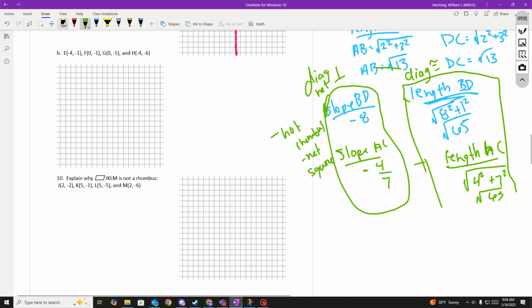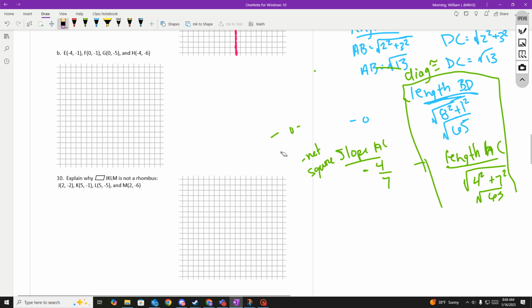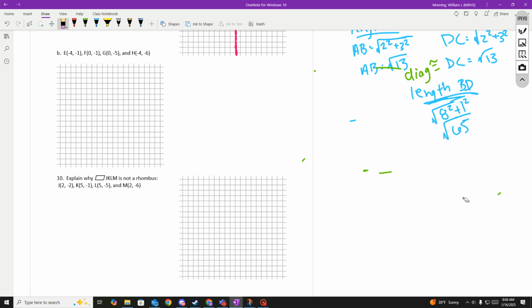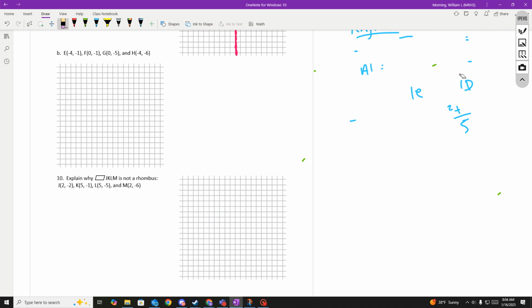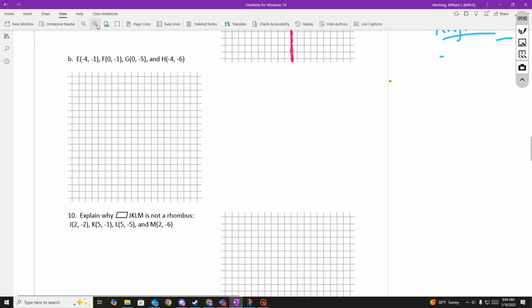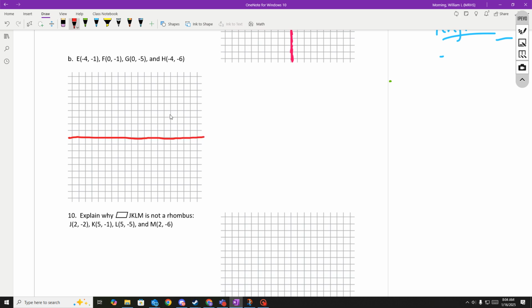Okay, number 10. I'm going to have to erase this because I don't really have much room here. And let's actually zoom in a little bit too. Yeah, that's better.